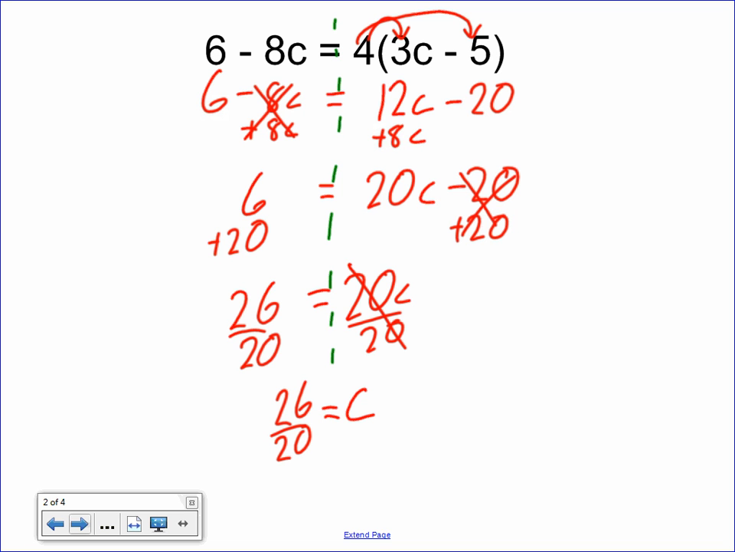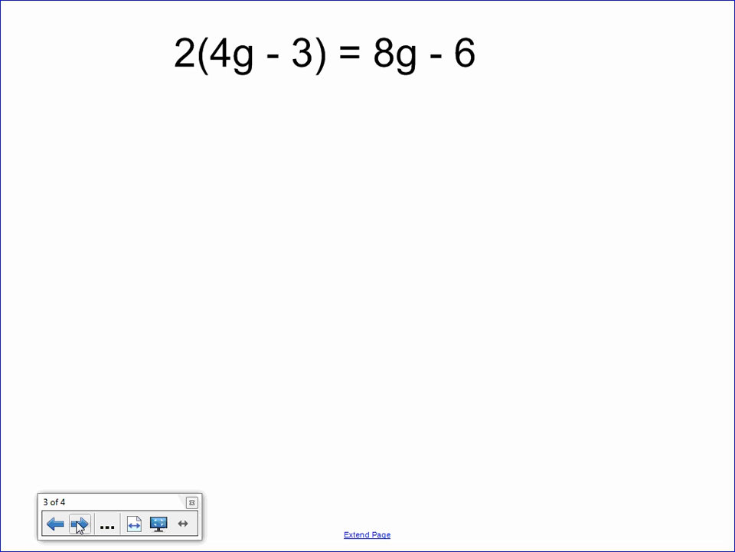And once again, you can take where you see a c and plug that in. Probably a lot easier to plug in this number using your calculator, and see if you get the same answer on both sides of the equation. See if both sides come out to be equal.